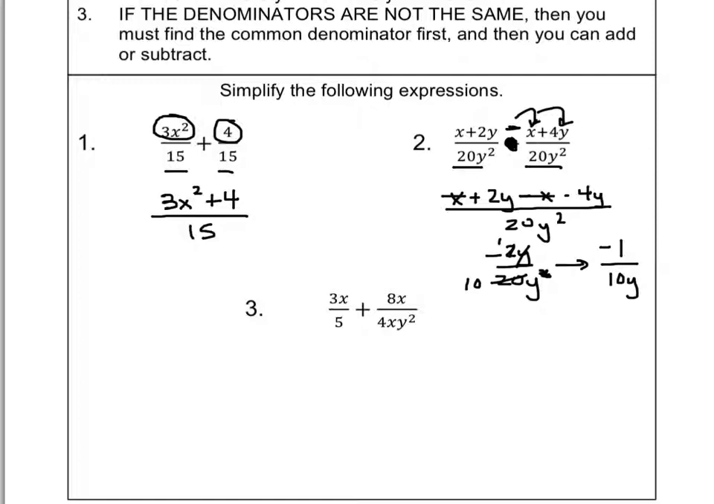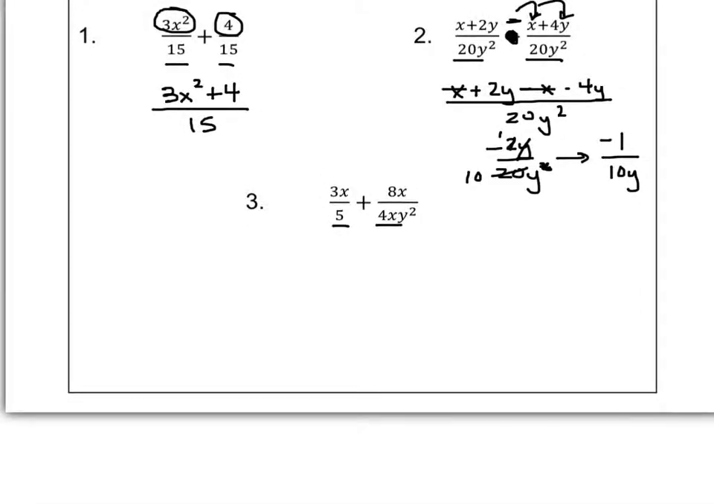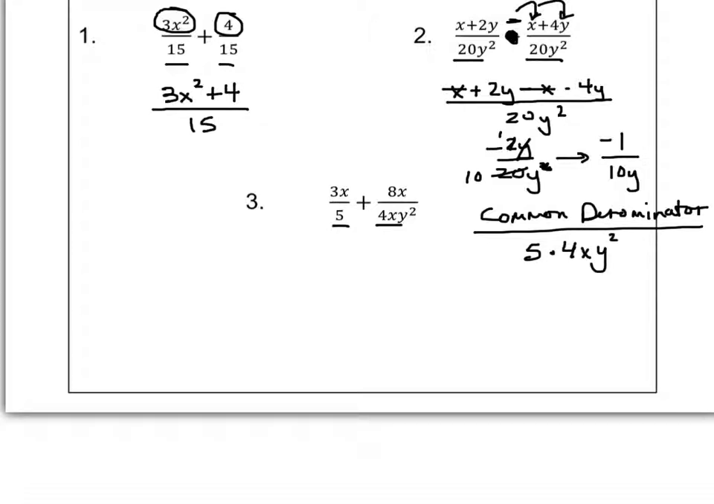Number 3. As you look at number 3, my denominators are not the same now. Now things have changed. So to find my common denominator here on number 3, I'm going to take the two parts in the denominator and multiply them together. And when I take 5 times 4xy squared, I end up with 20xy squared. So I'm going to rewrite my fraction now.